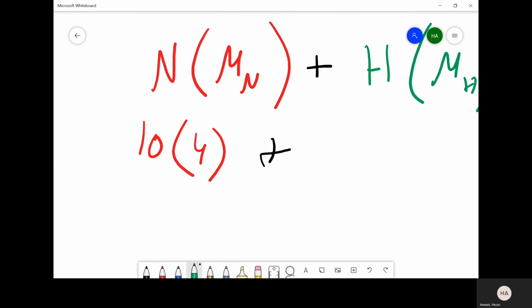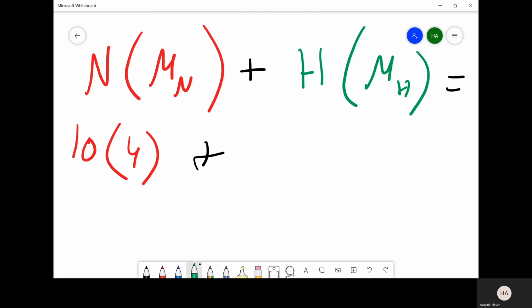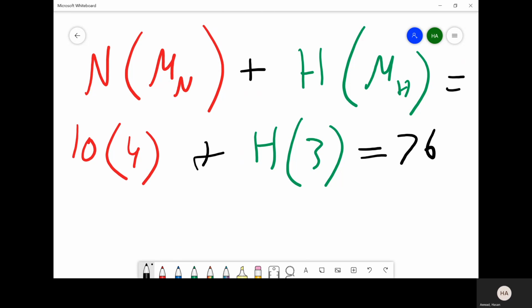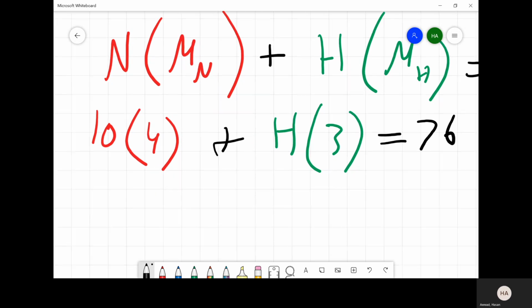We still don't know what h is, right? But that's what we're trying to solve for. And we know that she's had Hulu for 3 months. And this is all going to be equal to 76, right? The total dollar amount that she spent at the end of this is $76. So now all we have to do is treat this like a normal linear equation, right? So now 10 times 4 is 40.